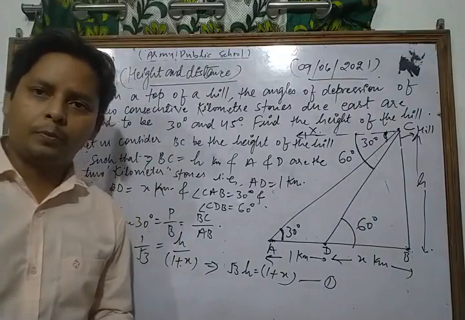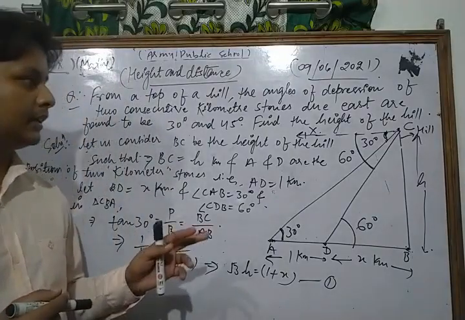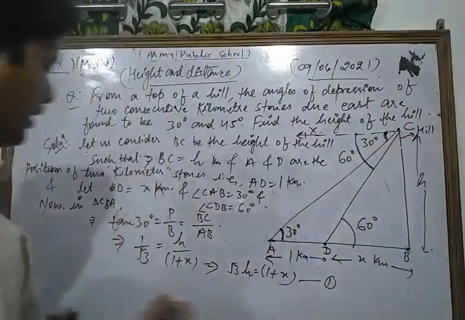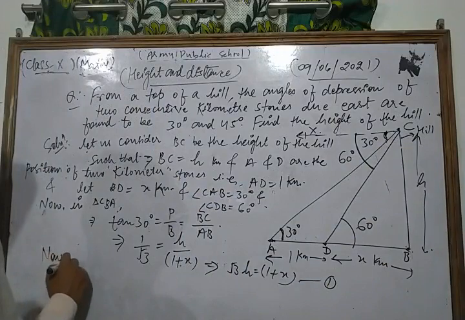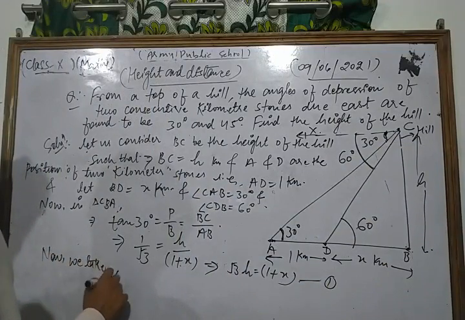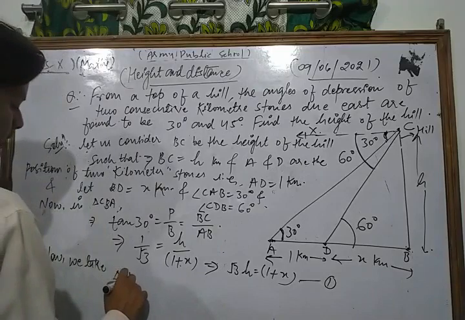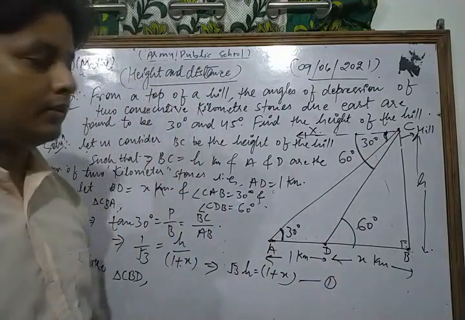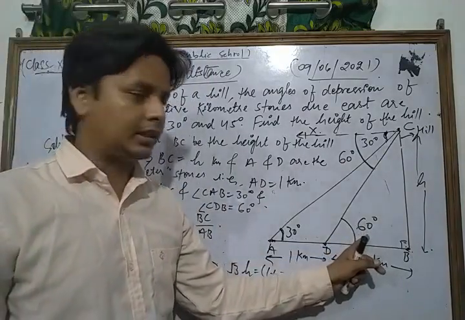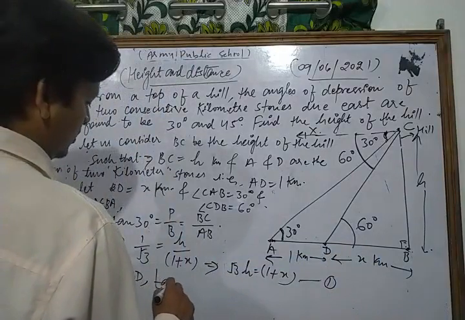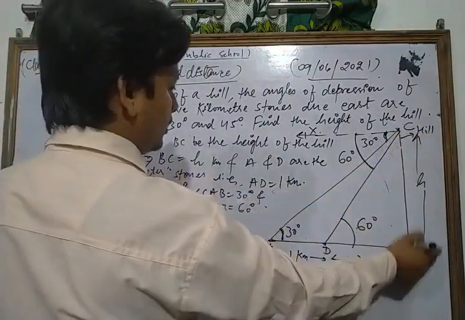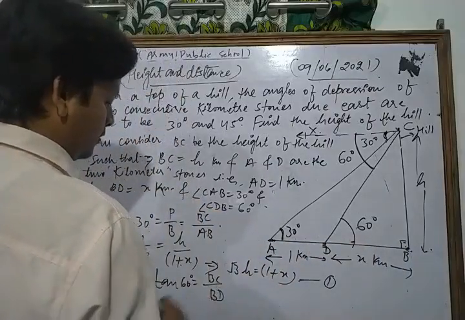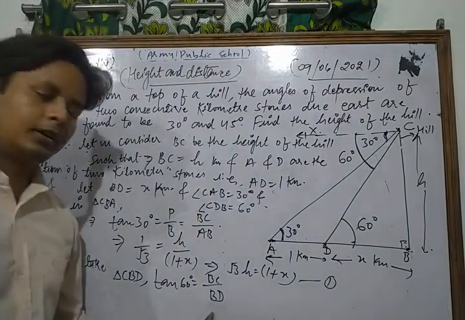Okay, now similarly we take the next triangle, which is triangle CBD. So in triangle CBD we take tan of 60 degree. So tan 60 degree is what? Perpendicular is BC, base is BD.